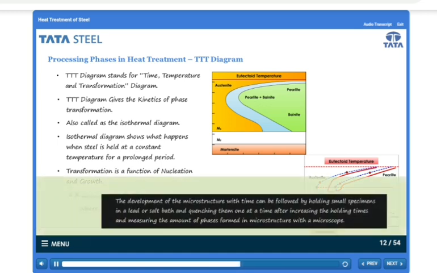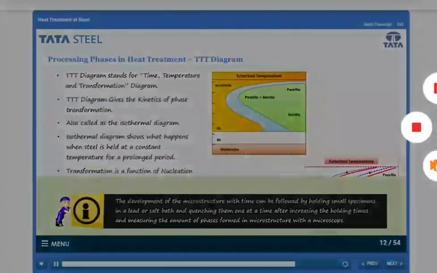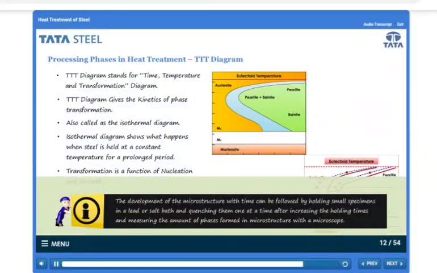Note, the development of the microstructure with time can be followed by holding small specimens in a lead or salt bath and quenching them one at a time, after increasing the holding times and measuring the amount of phases formed in the microstructure with a microscope. Let us understand the TTT diagram further in detail.